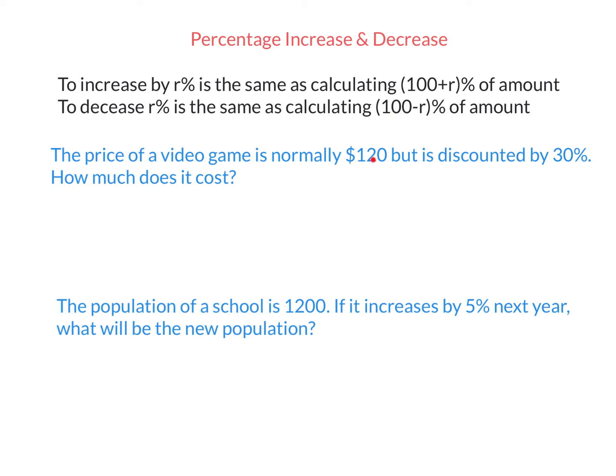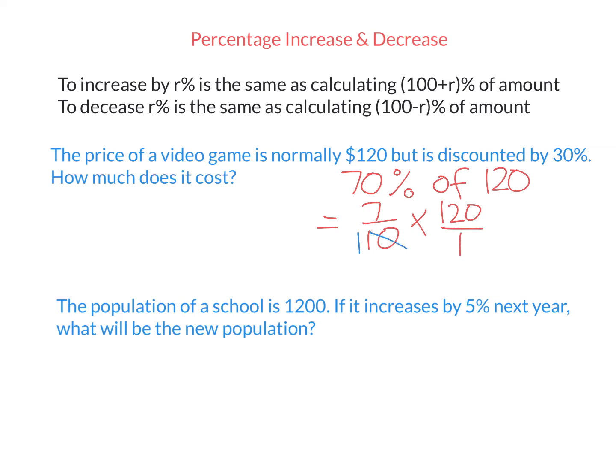So if you have a video game that normally costs $120 and is discounted by 30%, you're only paying 70% of the price, because 100% take away 30% is 70%. So 70% of 120, well, we're just going to write the percent as a fraction of means times. So rather than do 7 times 120, let's cancel. 10 goes into itself once, goes into 120 12 times. So I'm left with 7 times 12, which is 84. It will be in dollars. So the video game will now cost $84.